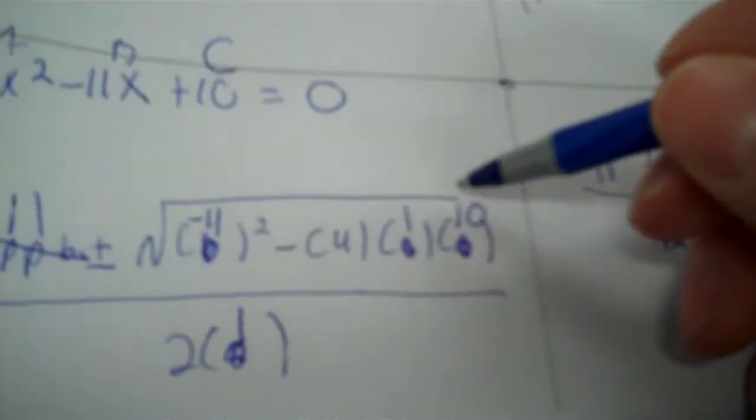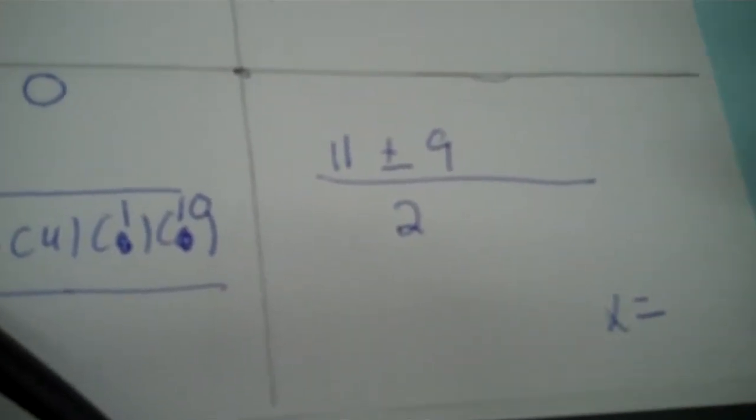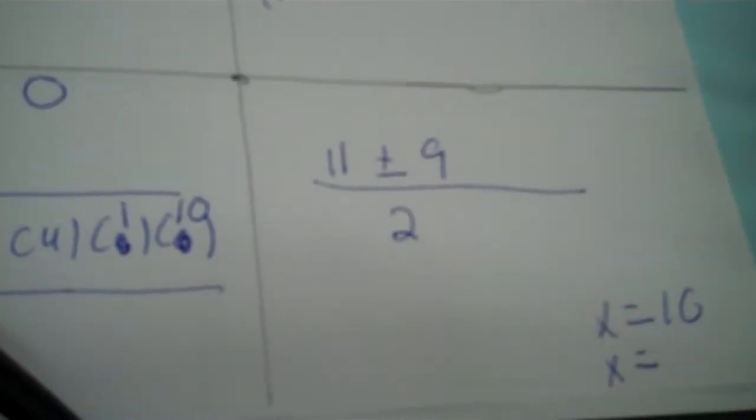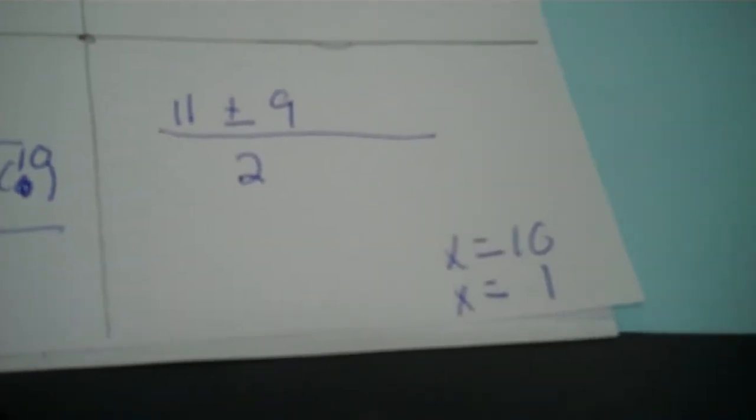So negative 11 times itself is 121. Then we'll go 4 times 1 times 10, that's 40. It's 81. If you look on the board, 81's up there. That's 9. So I go 11 plus 9, that'd be 20, and 20 divided by 2 is 10, but then there's a second answer. 11 minus 9 is 2. 2 divided by 2 is 1. So 10 and 1 are your two solutions to that particular problem.